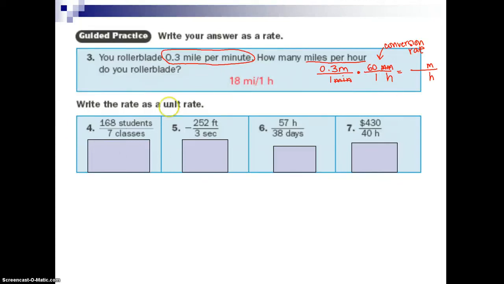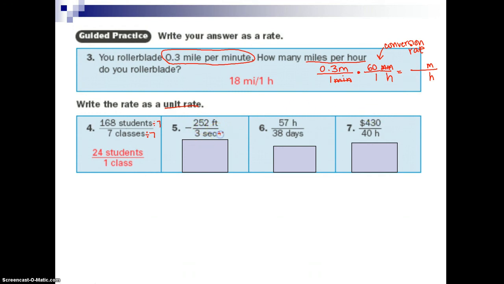For number 4, we're trying to find unit rate. That means we want to take our denominators and turn them into 1. So divide the denominator and the numerator by whatever the number in the denominator is. So if there's 168 students in 7 classes, on average, how many are in 1 class? 24 students. Pause the video and try 5, 6, and 7.